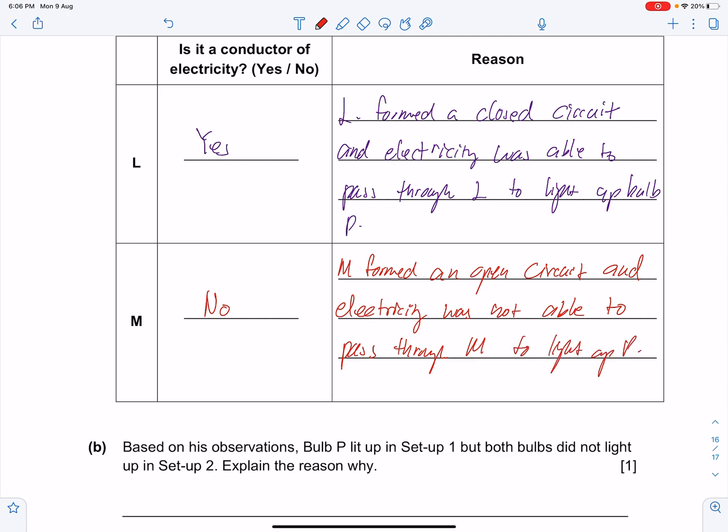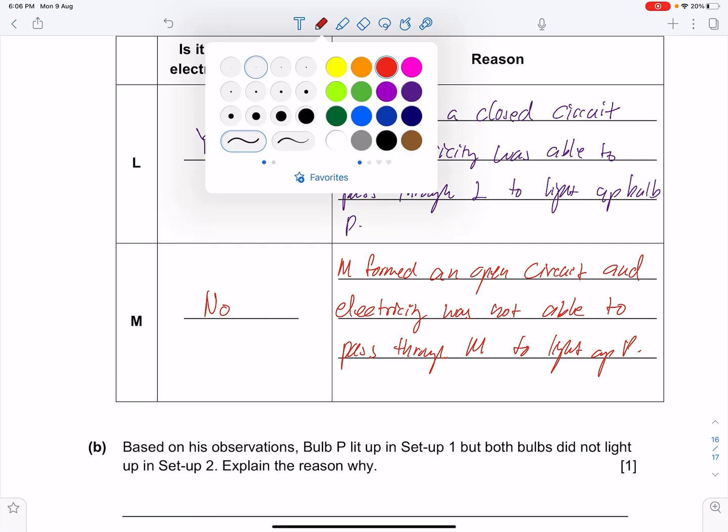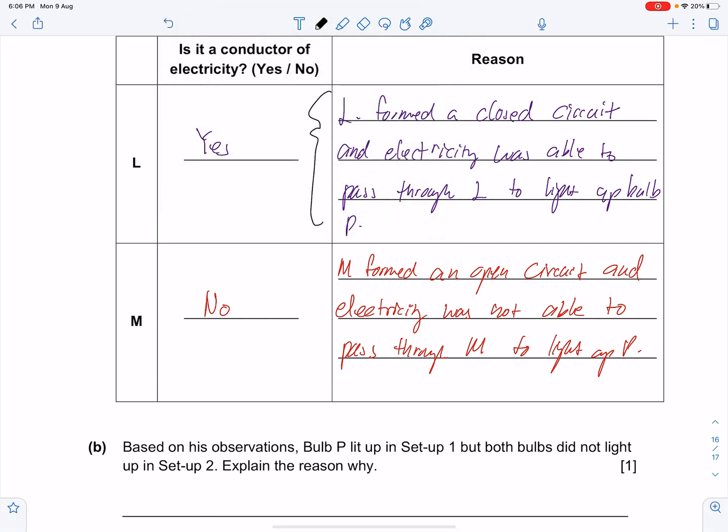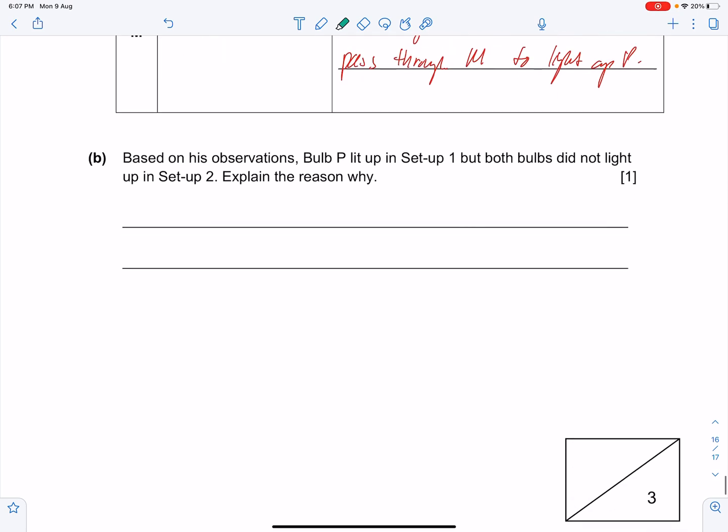So this format of answering, just in case you have forgotten, is actually CEO. C stands for whether the circuit is closed or open. E stands for whether or not electric current can flow through, and O, what is the outcome. So let me highlight for this. See, C is here, closed or open circuit. E is here, electric current was able to flow through or not. And the last part is your outcome, based on the question.